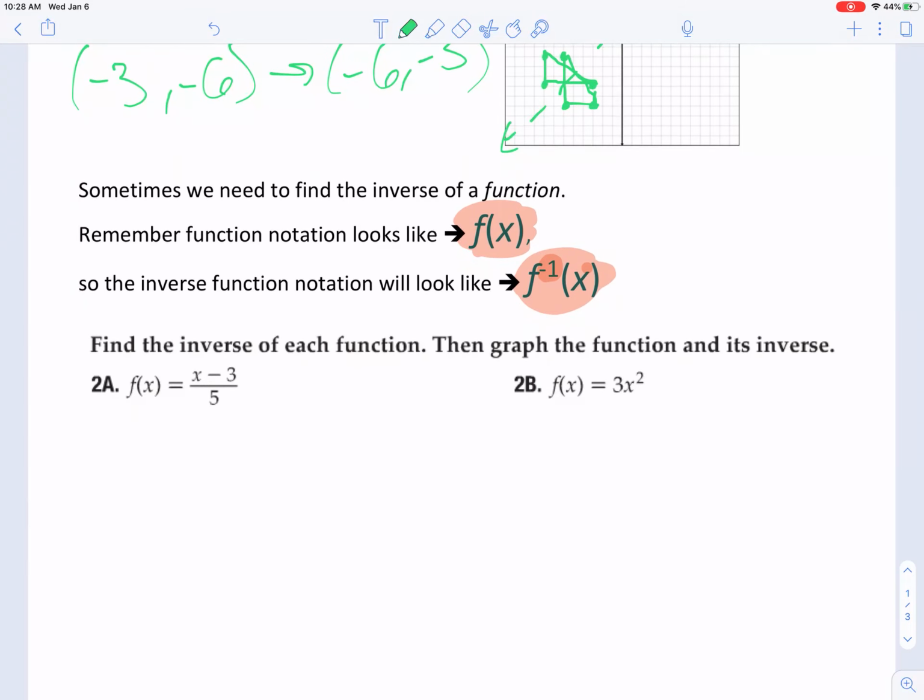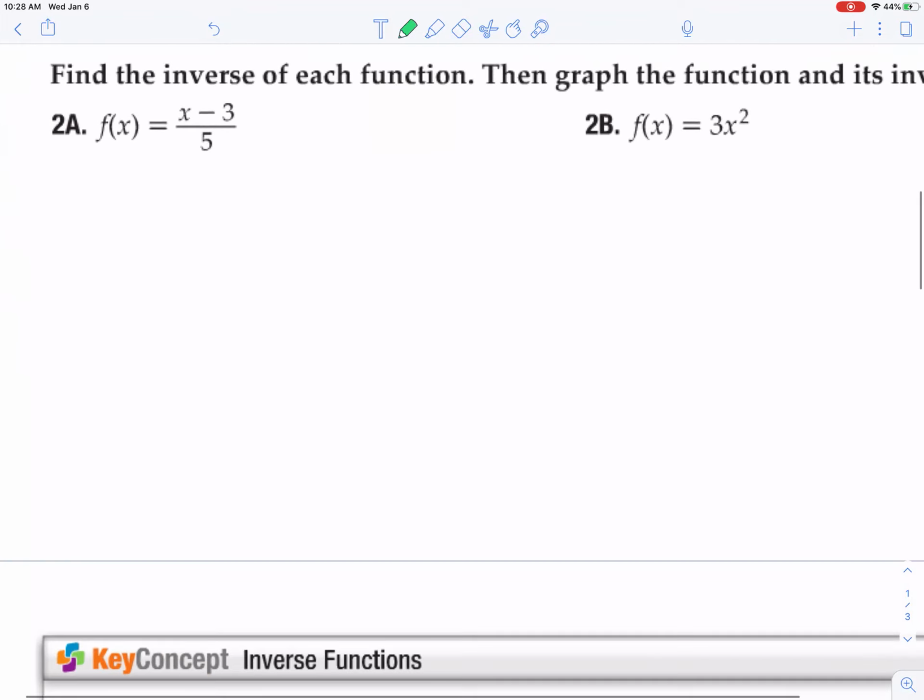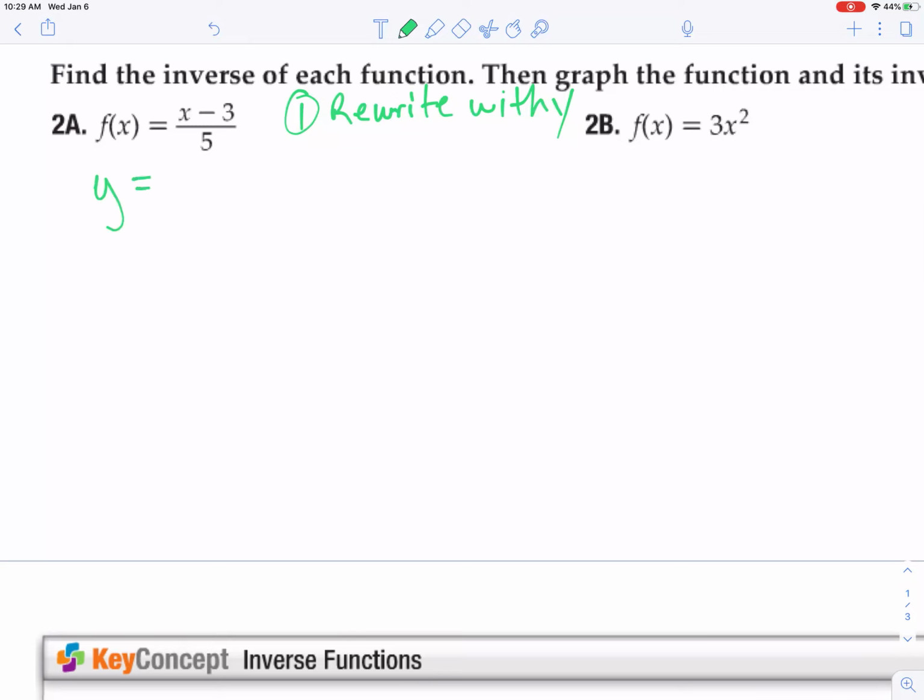So find the inverse of each function. We're not going to worry about the graphing part. You're going to have some steps here. Step 1, I want you to rewrite using y. Because when I do that, that is going to allow me to see that I have an x and y, which will let me use the secret to success for today, which is to switch x and y. Now when you do that, you are only switching the x and y. Don't switch any numbers, exponents, or anything. You're only just switching the x and y.